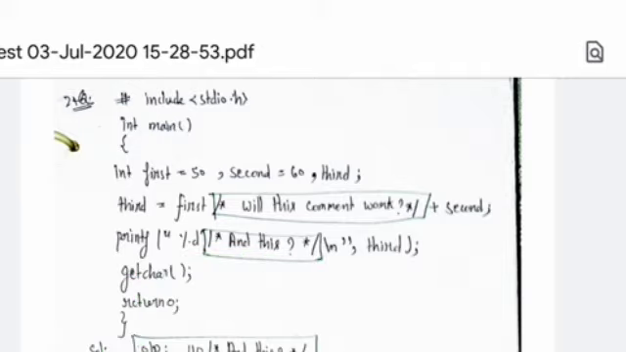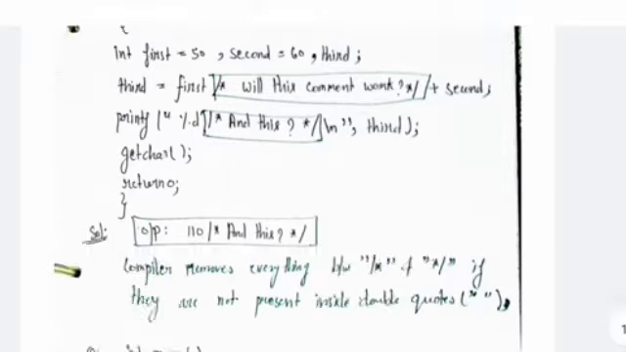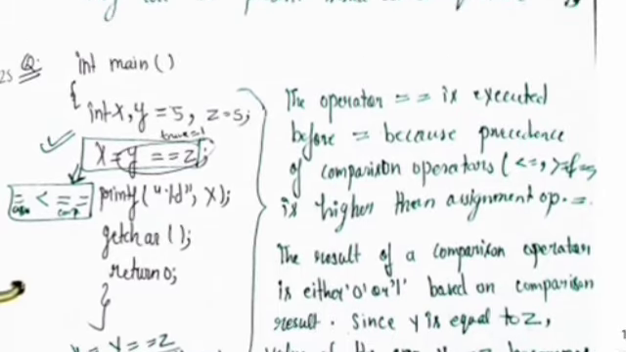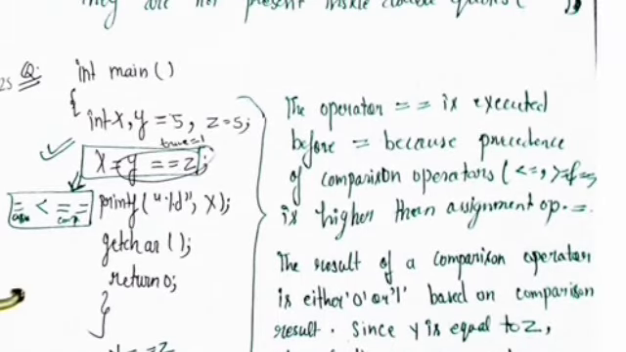Now come to the next question, question number 25. So in question number 25, int main, int x, y equal to 5, z equal to 5, x equal to y, y equal to z. Here using the ternary conditions, print the value of x, getch, return the value. Now what will be the output of this program?